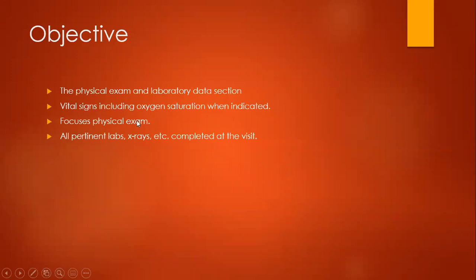Now let's go to objective data. As I told you, objective data means observation and measurable findings, like vital signs. Physical exam and laboratory data sections. Vital signs include oxygen saturation when indicated. Focused physical exam. All laboratory data and X-rays are included in objective data. Also complete all of the visit.